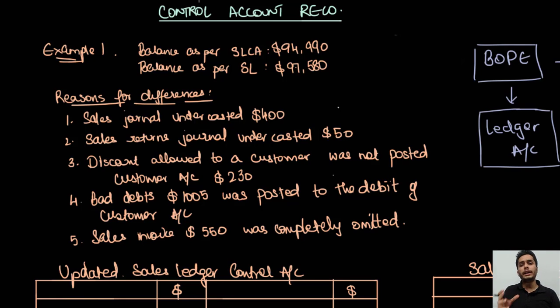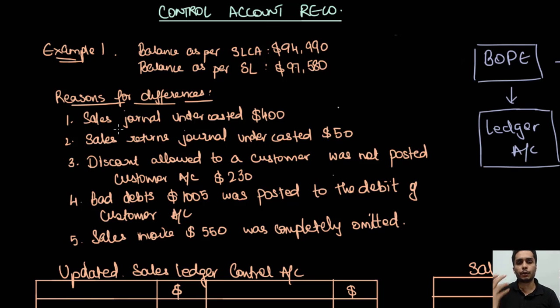Now to do that, you really need to understand the error very carefully, and you also need to have a good understanding of the working of the control account. For example, you should know that the control account is always prepared from the totals of the books of prime entries and not from the figures taken from ledger accounts. Now let's analyze each error and decide whether it should be taken in the updated control account or in the reconciliation. Sales ledger was undercasted by $400.